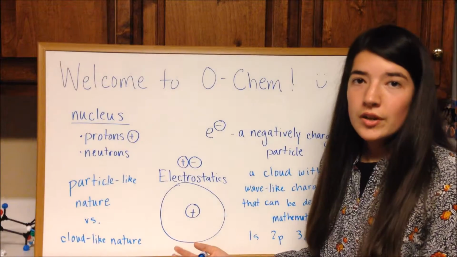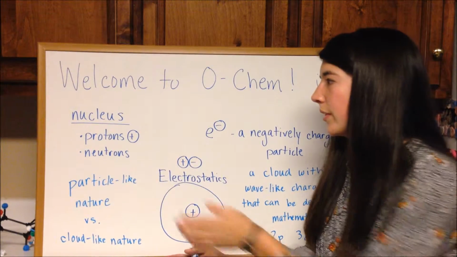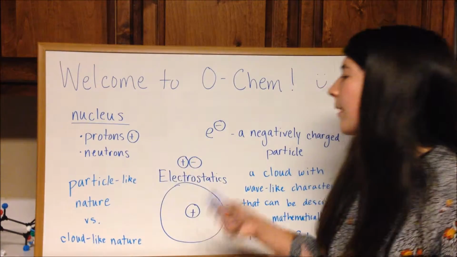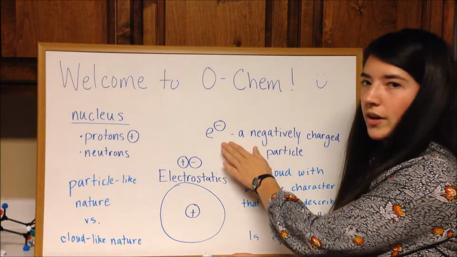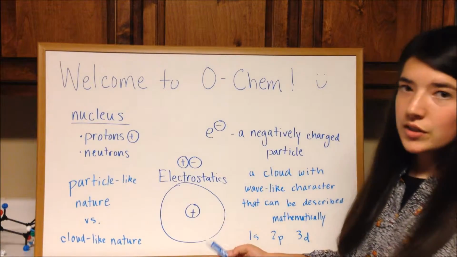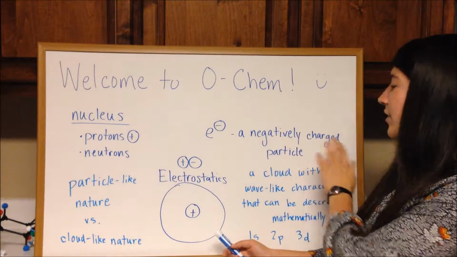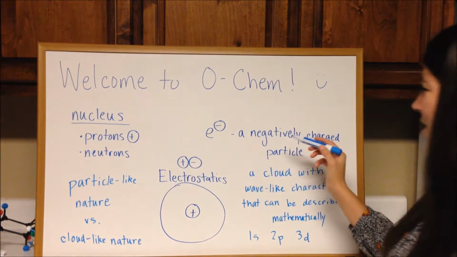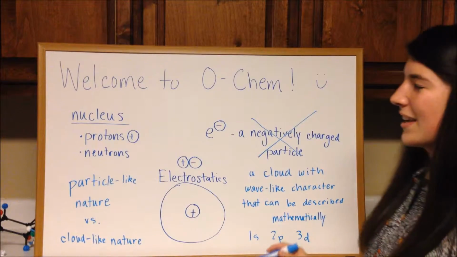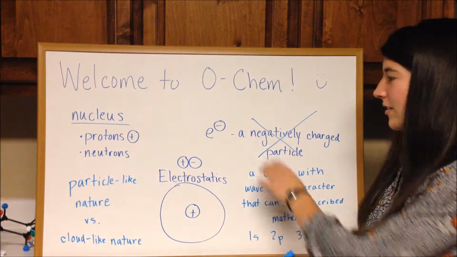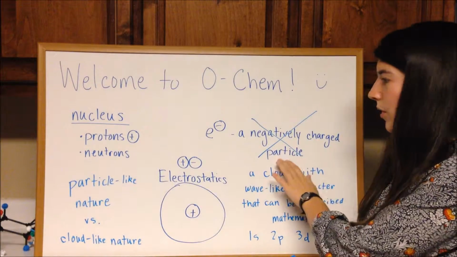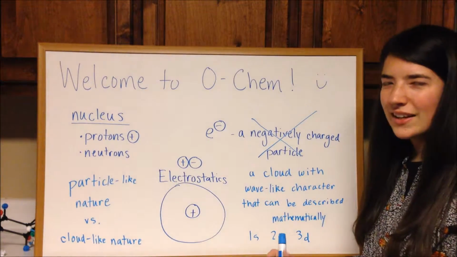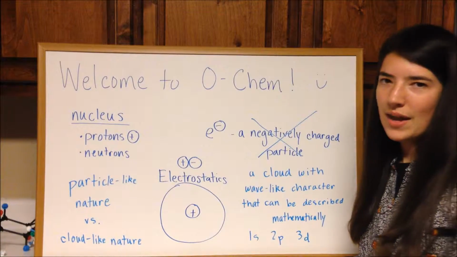So when you think about the structure of an atom, which is something you're probably familiar with, we think of the nucleus, which is composed of positively charged protons and neutrons. And then we also have the electron. Now in your previous classes, the definition you've probably been given for an electron is a negatively charged particle. However, that's not going to be good enough for us here, so let's go ahead and cross that guy out. So instead of thinking of an electron as a negatively charged particle, a better definition is going to be a cloud with a wave-like character that can be described mathematically.